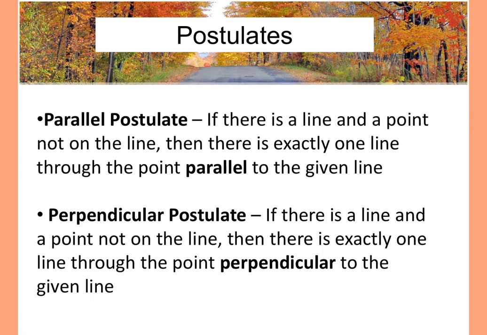All right, so there are 2 postulates pertaining to this stuff, the parallel postulate and the perpendicular postulate. These have names, so you can use these names. The parallel postulate says if there is a line and a point not on that line, then there's exactly one line through the point that is parallel to the given line. The perpendicular postulate says if there's a line and a point not on the line, then there's exactly one line through the point perpendicular to the given line.